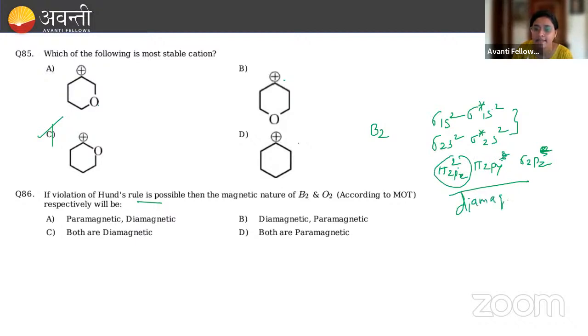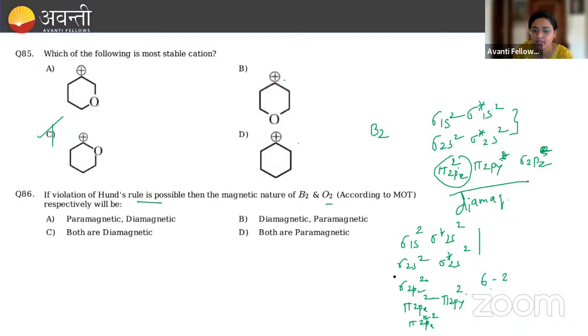Very good. Next, for oxygen, what will be the nature? Sigma 1s, sigma star 1s, sigma 2s, sigma star 2s. Then sigma 2pz, then pi 2px and pi 2py. So for oxygen, how many electrons? 8 and 8, 16. So 2, 4, 6, 8, 9, 10, 11, 12, 13, 14. Next, 15 and 16. This is star, so they will cancel each other. There are 6, 6 minus 2.